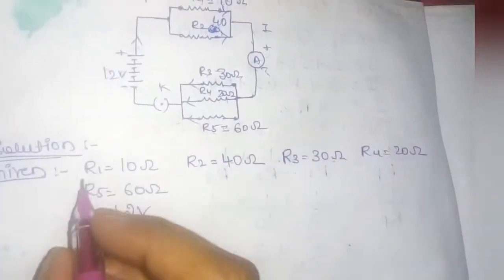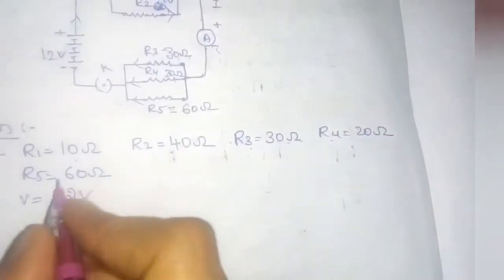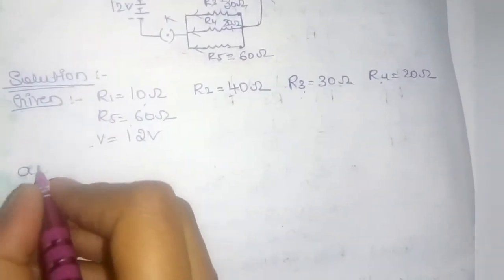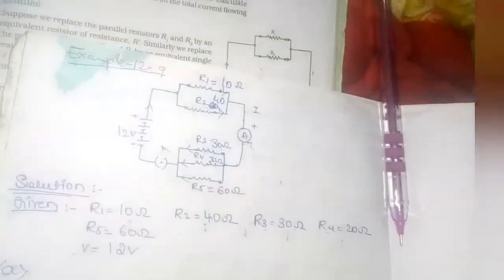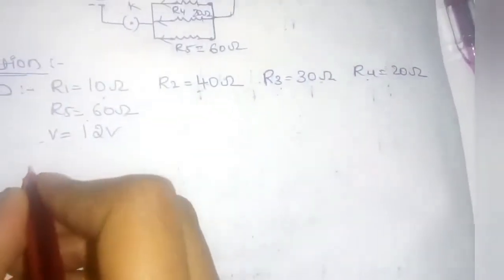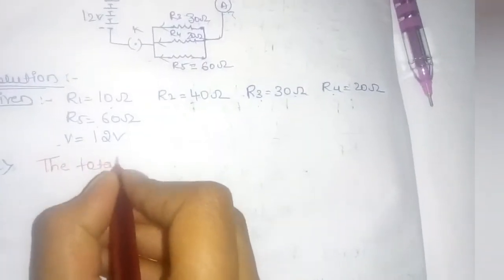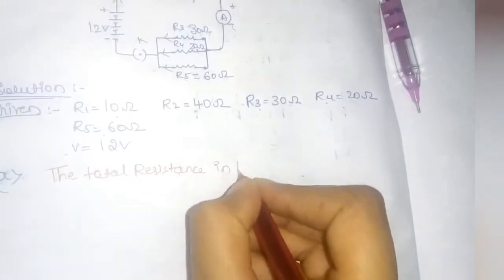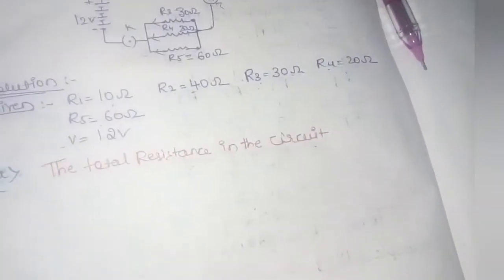This is the key. So now let us find out the solution. R1 10 ohm, R2 40 ohm, R3 30 ohm, R4 20 ohm, R5 60 ohm, which is connected to the potential difference of 12 volt. First, part A, that is given. So what is the given question? The total resistance in the circuit you have to find out.